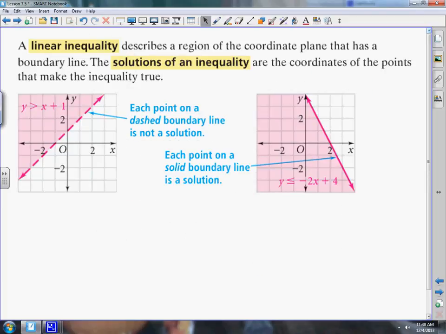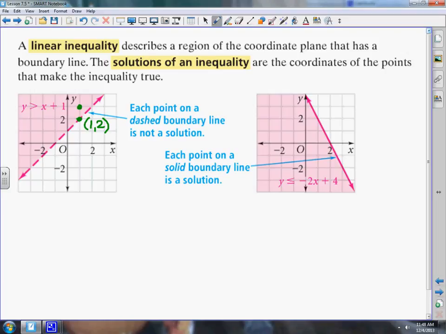So a linear inequality describes a region of the coordinate plane that has a boundary line. The solutions of the inequality are everything that makes it true. So if you look on here, each point on a dashed boundary line is not a solution. So dashed lines, those points are not a solution. So this point right here, 1, 2 is not a solution. Even if it's on the line, it's not a solution. It has to be in the pink shaded area.